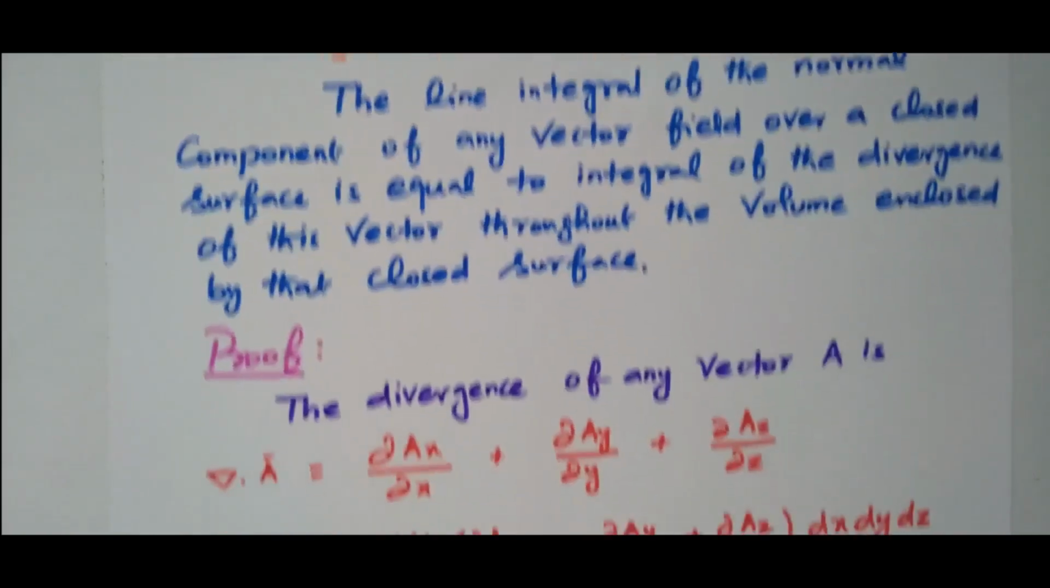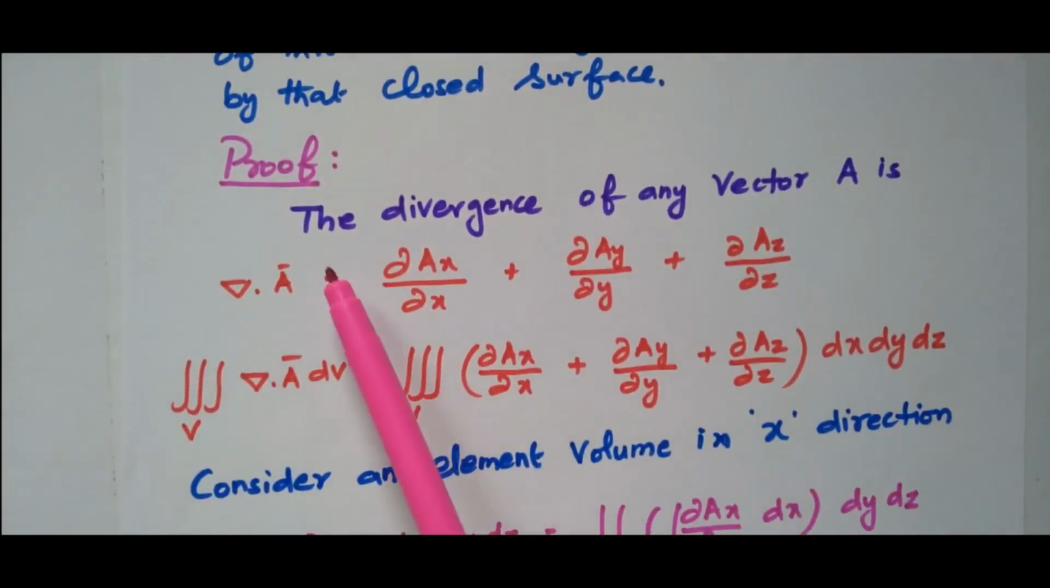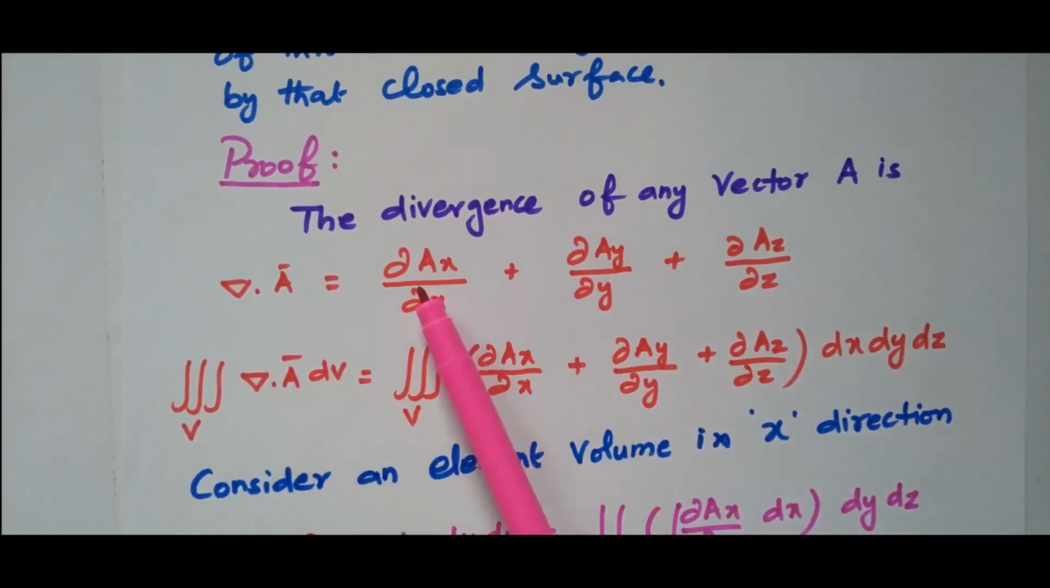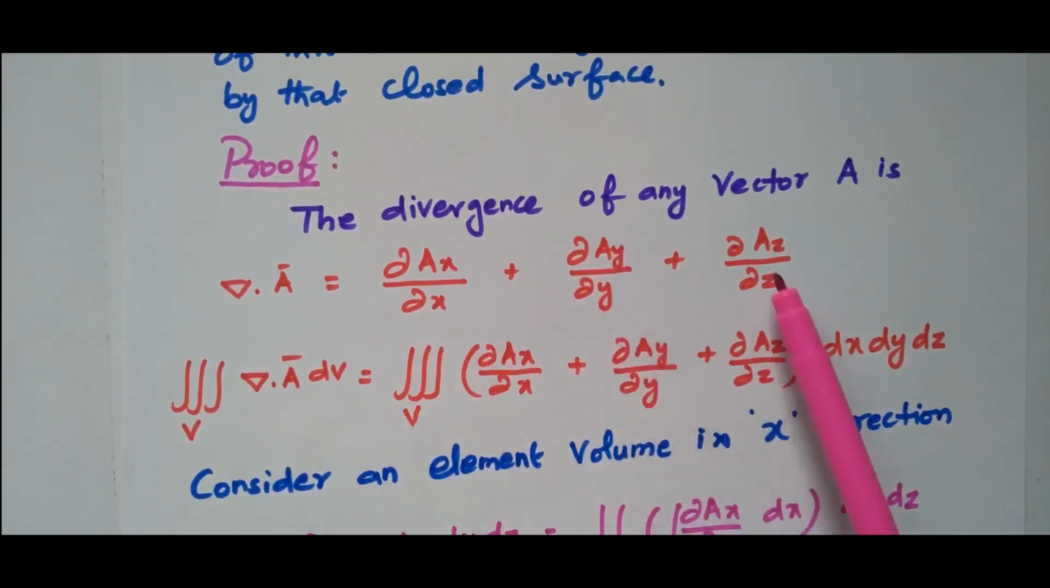Now we'll go to the proof of this. In this proof, first we'll start with the divergence. The divergence of any vector A is given by what? Del dot A equals dou Ax by dou x plus dou Ay by dou y plus dou Az by dou z, right? Here we are using the rectangular coordinate system, right?